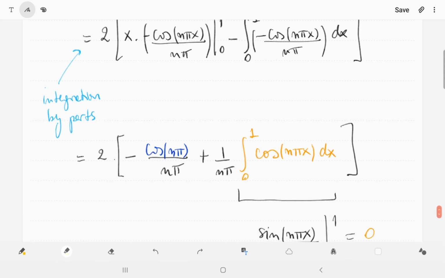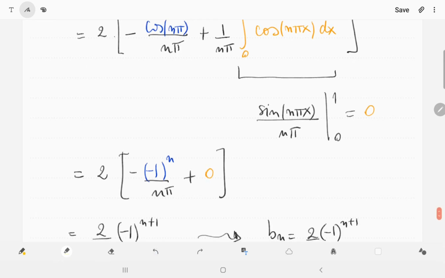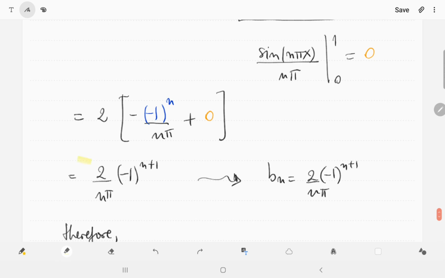And then using integration by parts, we get this expression. Here we can compute this, which gives us 0. And here we find again this expression, cosine of n pi, that we already know we can rewrite as -1 to the power n, because when n is odd, this is -1, and when n is even, this is 1. That's why we have this expression here. And with this minus here, we can put the plus here, and finally get this expression for the coefficient bn.